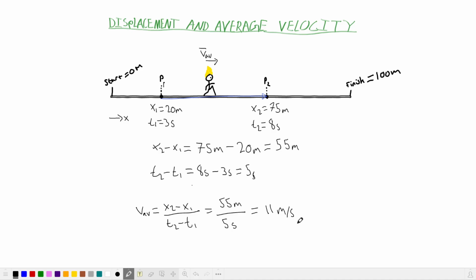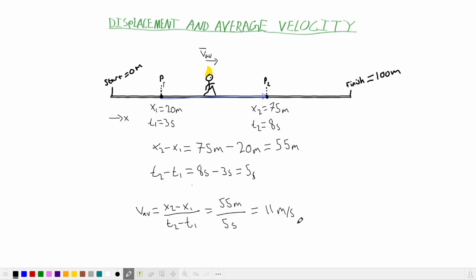So in one dimension, we can say that the displacement is the change in the x-coordinate, and that the average velocity is the displacement divided by the time interval that it took him to run this displacement.